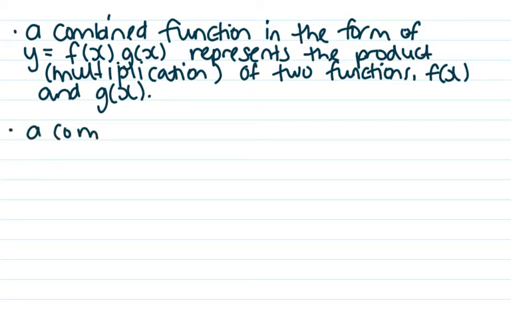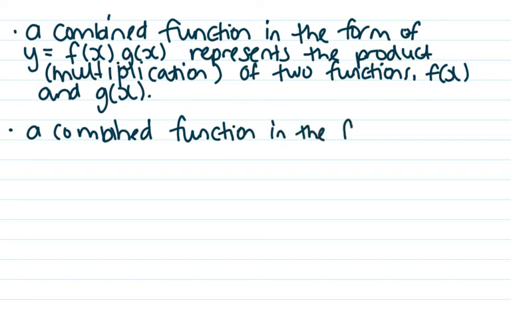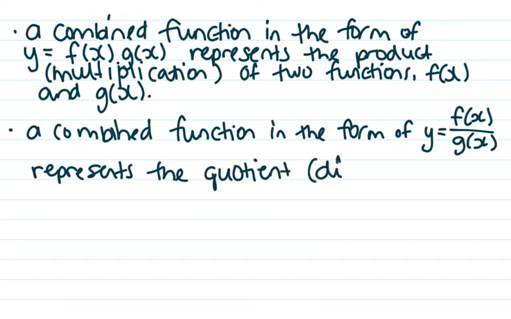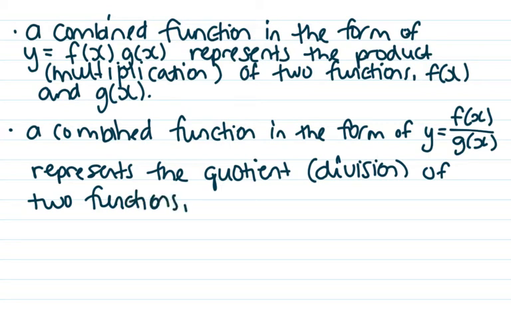A combined function in the form of y equals f of x over g of x represents the quotient, or division, of two functions, f of x and g of x, where g of x cannot equal 0.